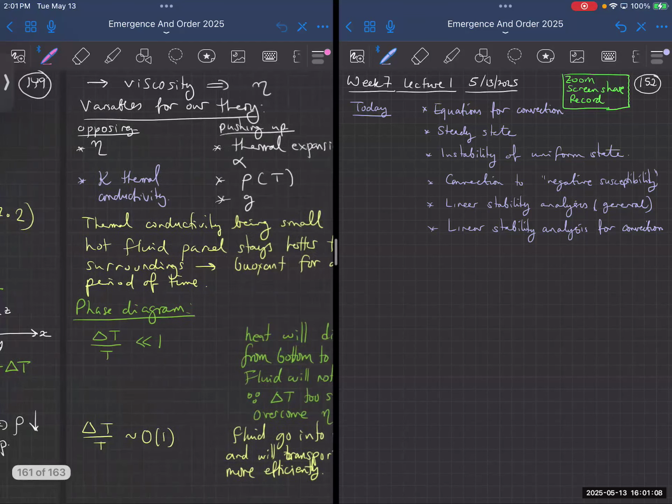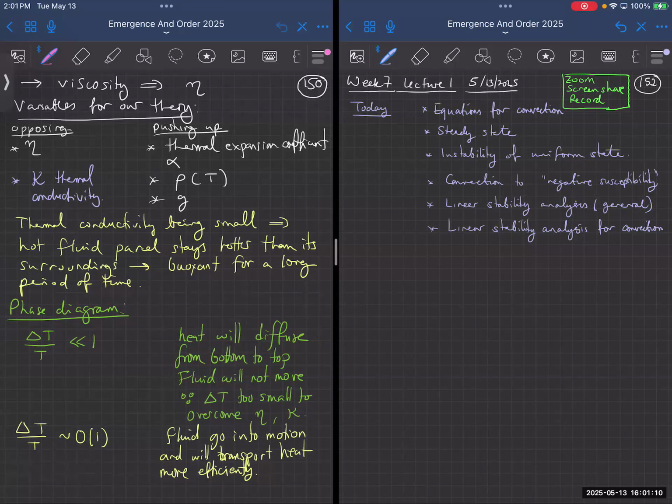And what we had understood was that buoyancy enables the fluid to become lighter, so it then rises. But opposing that is the friction, so that's the shear viscosity eta, but also the thermal conductivity, which, if you have a local hotspot, will rapidly diffuse away the heat, and so therefore that will reduce the hotspot and therefore reduce the tendency for the fluid to rise.